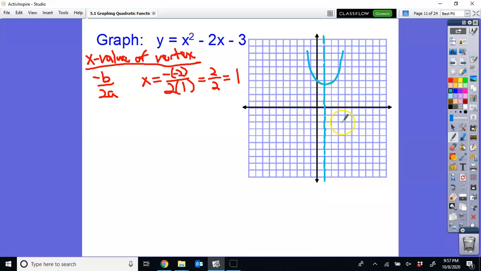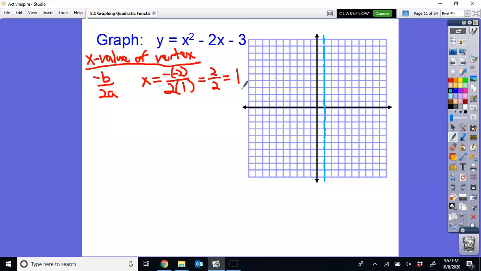Now I can tell, because this a value is 1, it's going to open up. I just don't know where it's at yet. So this is how you find where the graph actually is. If you know where the vertex value is, and you know that these shapes make a U shape, you know that the vertex is in the middle of that U shape, and you want to find the rest of both sides of the U shape.